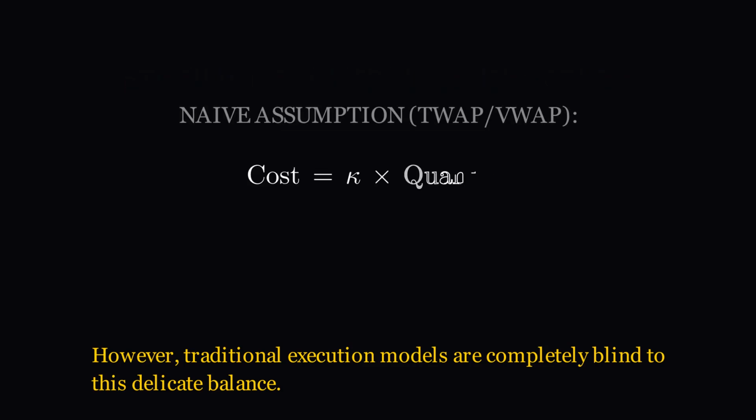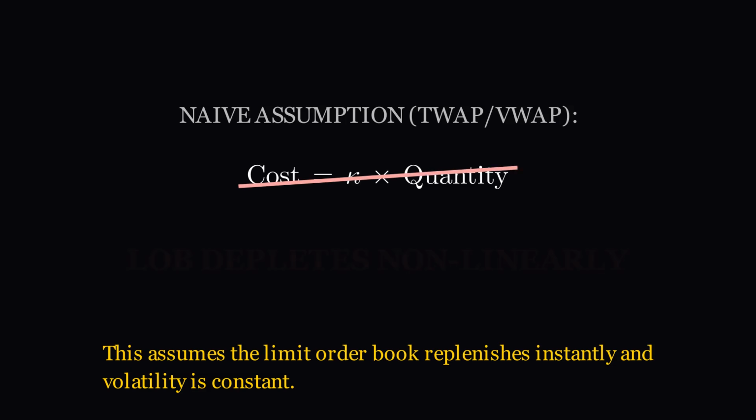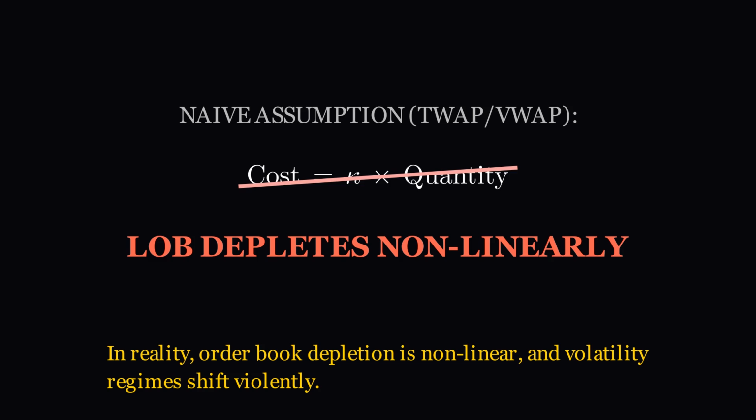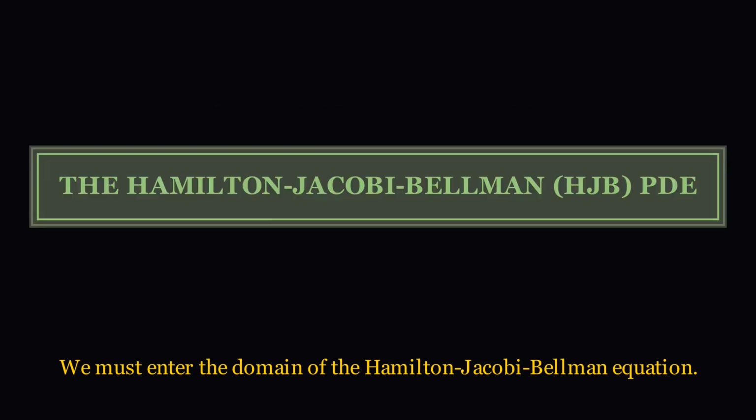However, traditional execution models are completely blind to this delicate balance. They rely on naive, static formulations where impact cost is strictly linear. This assumes the limit order book replenishes instantly and volatility is constant. In reality, order book depletion is nonlinear, and volatility regimes shift violently. To optimally solve this dynamic friction problem, we must formulate a new mathematical foundation. We must enter the domain of the Hamilton-Jacobi-Bellman equation.